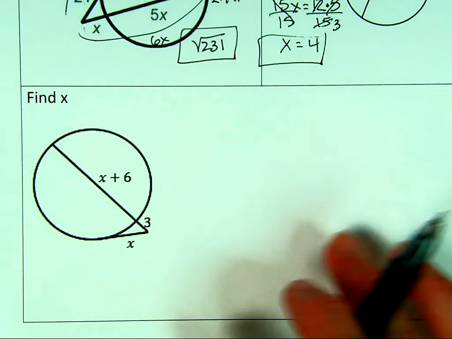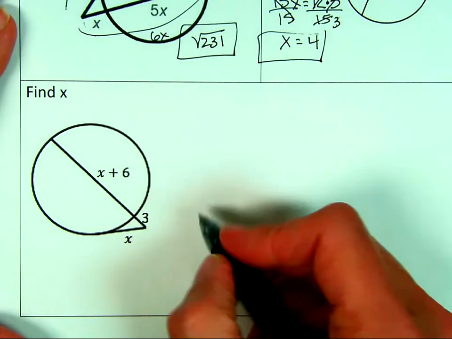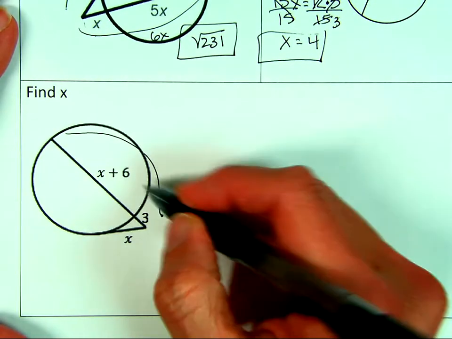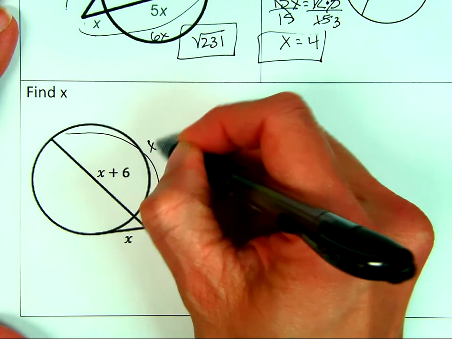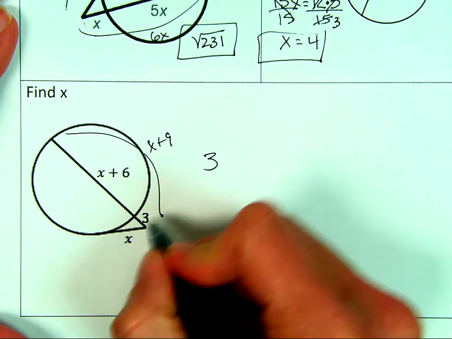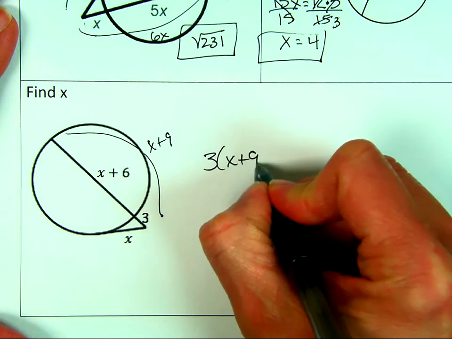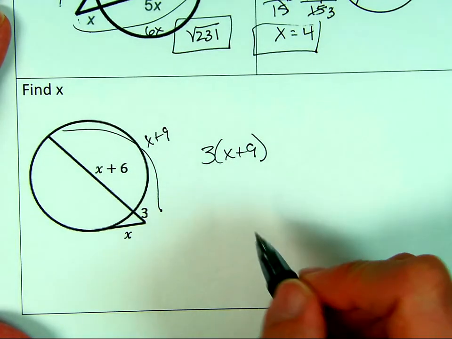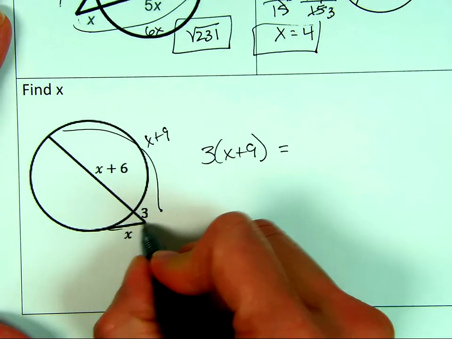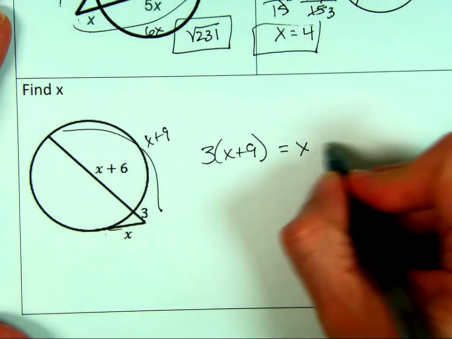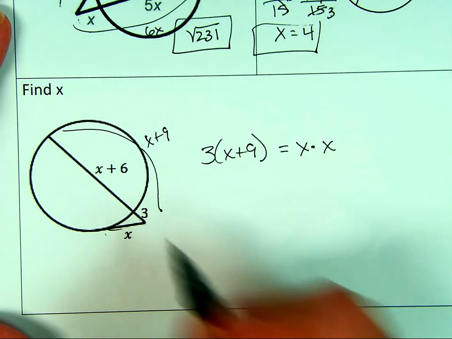Okay, last example for today. Whole thing. What is the whole thing? Well, x plus 6 plus 3 is x plus 9. So we have 3, which is the outside part, times x plus 9, which is the whole part, equals the whole thing, which is x, times the whole thing, which is another x. Times the outside part, which is x.